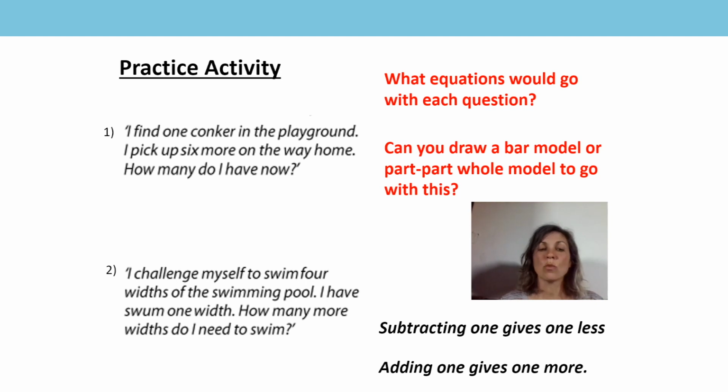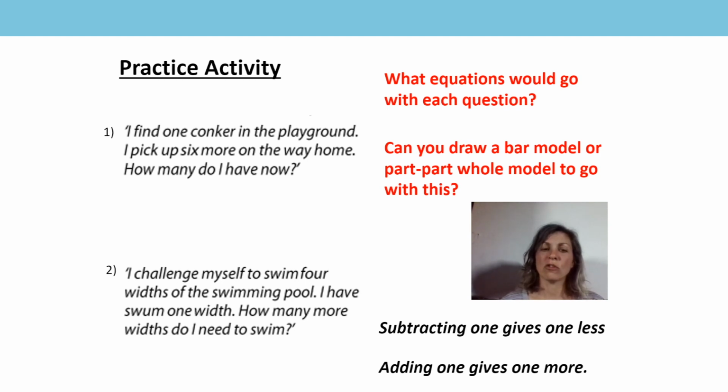So question 1 says, I find 1 conker in the playground. I pick up 6 more on the way home. How many do I have now? Can you write the equations that go with that question and draw a bar model or part-part-whole?